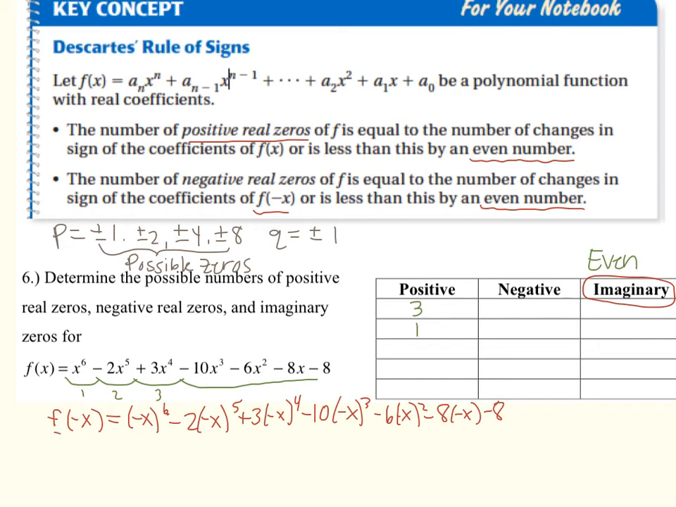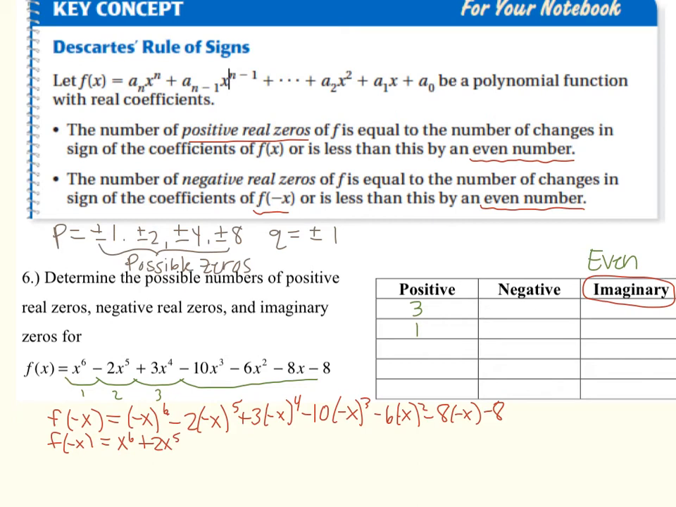And then I simplify. So negative x to the 6th power will come out positive, because if you multiply 6 negatives, they'll cancel out. It'll be positive. However, for the next term, negative x to the 5th power would be negative, times the negative 2 would turn it into positive 2x to the 5th.